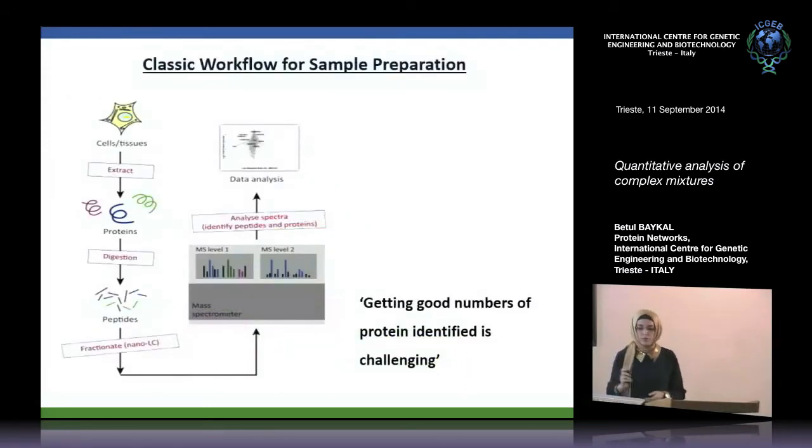So this is the classic workflow for sample preparation. You start with cells or tissues. You extract the proteins out, you digest them, you fractionate them, and you run them in the mass spec. But there are some issues with the classic workflows.